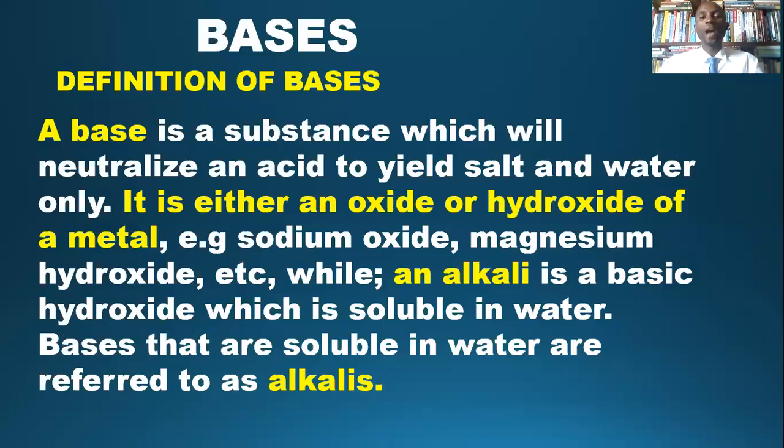Now, we have bases that are soluble and those that are not soluble. An alkali is a base, a basic oxide, which is soluble in water. So soluble bases are called alkalis. Those that are soluble or not soluble are all bases. So soluble bases are called what? Alkalis. That is it.